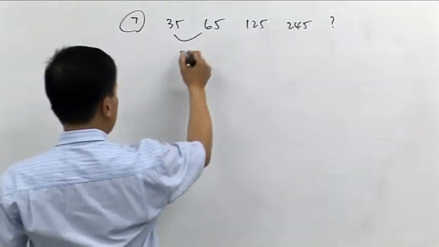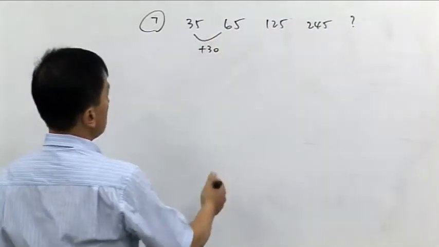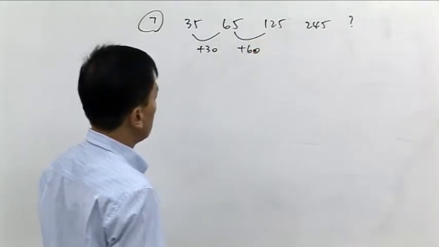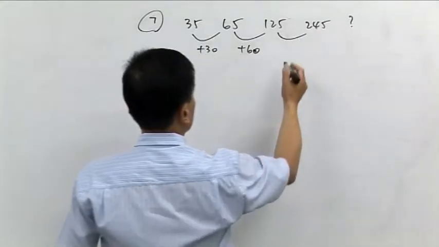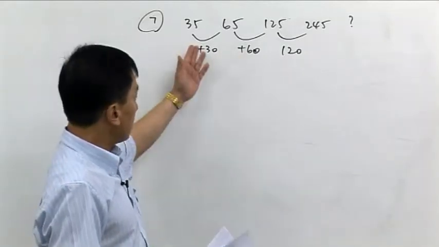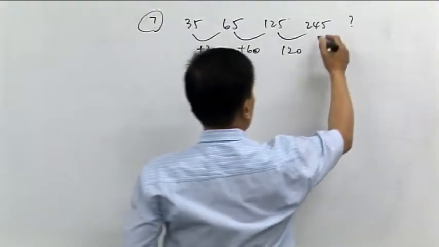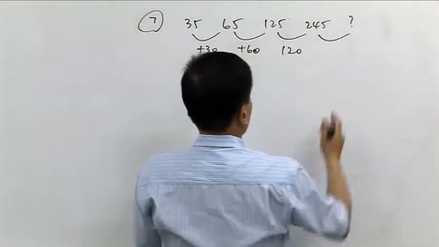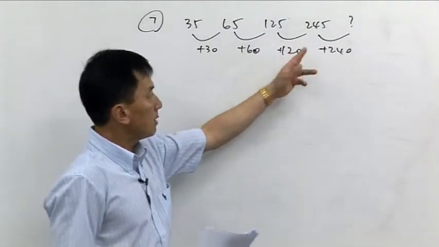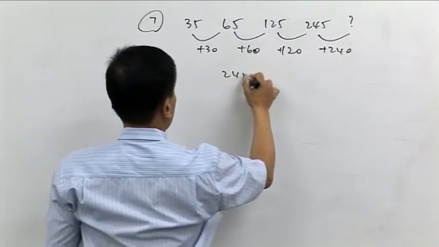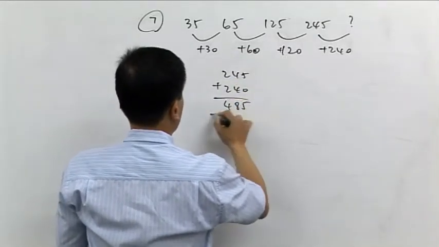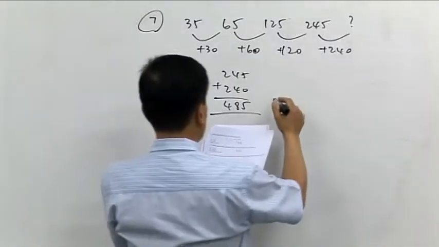Difference between these two, you add 30 to get the next one. Difference after that is 60. So the difference sort of doubles each time. So that difference is 120. So we're doubling the difference each time. Plus 30, plus 60, plus 120. So that should be plus 240. So it's doubling. So it's 245 plus 240. That would give us 485. Okay, so my answer is B.